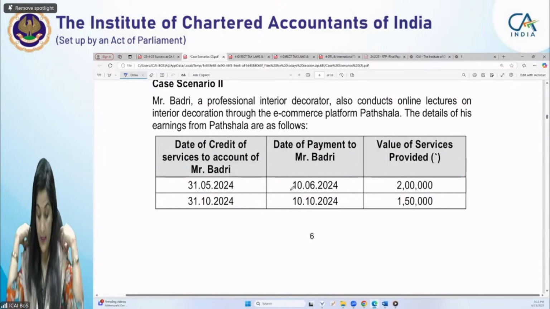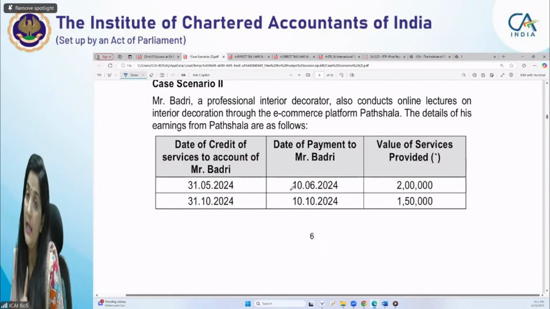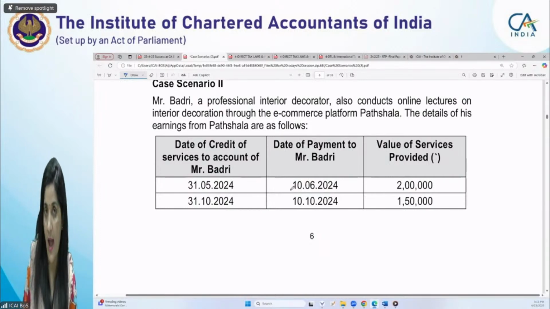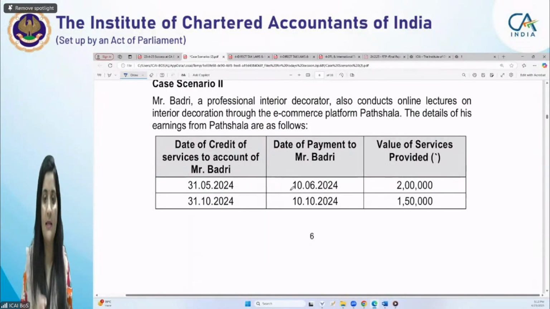So वहाँ पे आप देखिए, REITs का specifically 115BAB लिखा हो, no impact. 115BAA लिखा है, then only it will have an impact on the taxability in the hands of unit holders. ठीक है, these are important points. ठीक है, these are the takeaways from the case scenario 1.